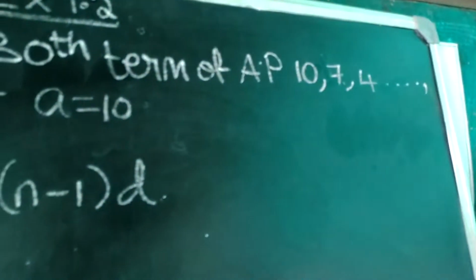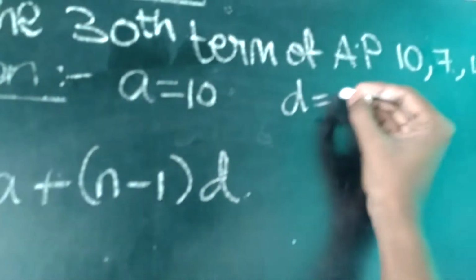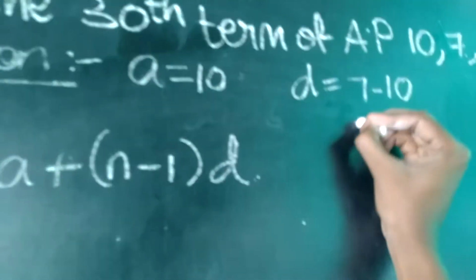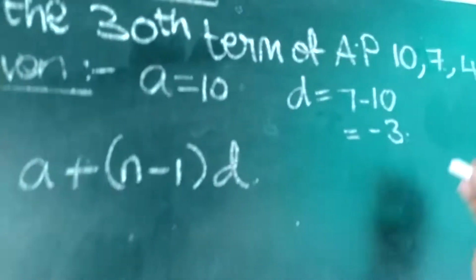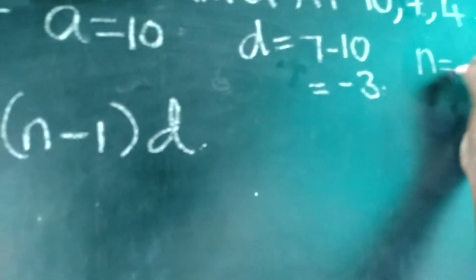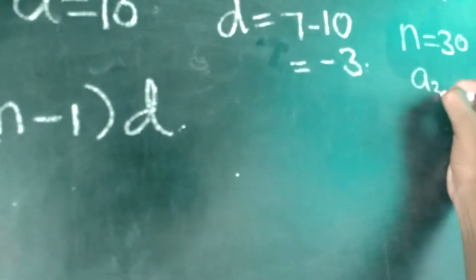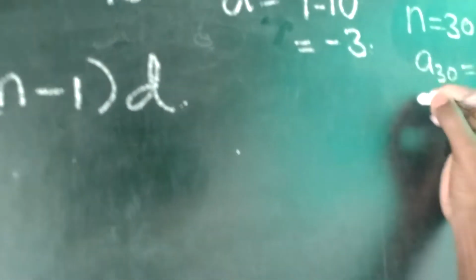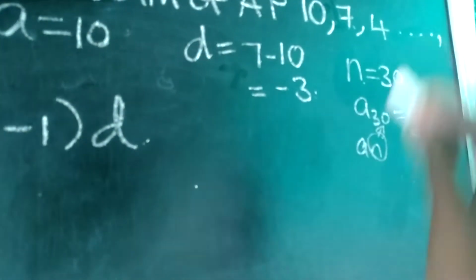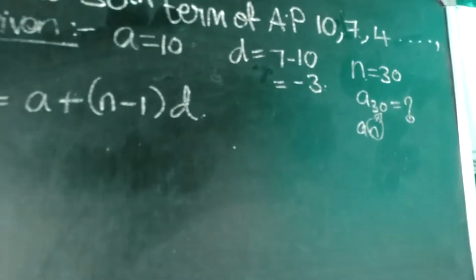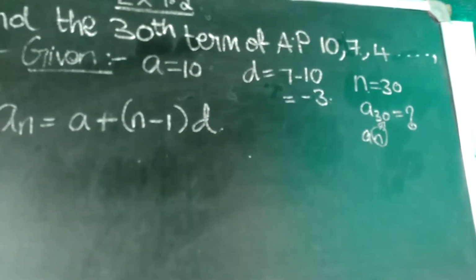Please write along with me. d is a2 minus a1, that is 7 minus 10. That gives you minus 3, because 10 is greater, so minus 3. And n is 30. We need to find a30. Got it? So an means 30. That is why n is nothing but 30. So the total number of terms is 30.